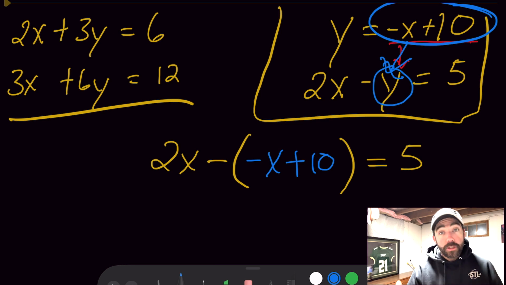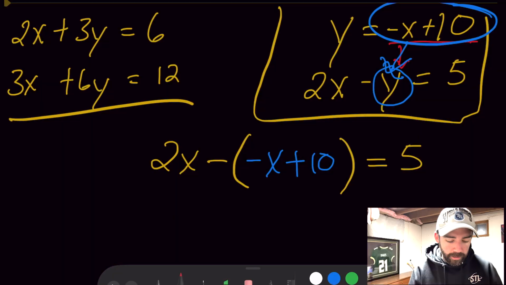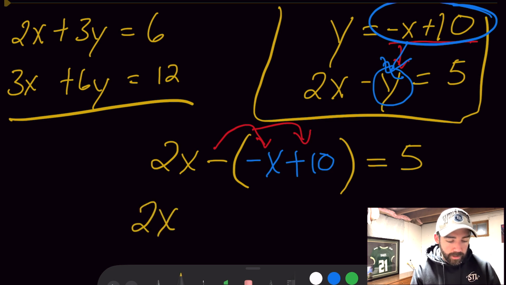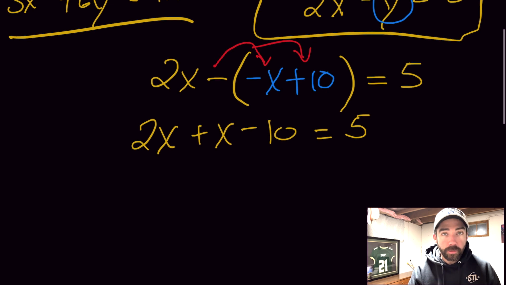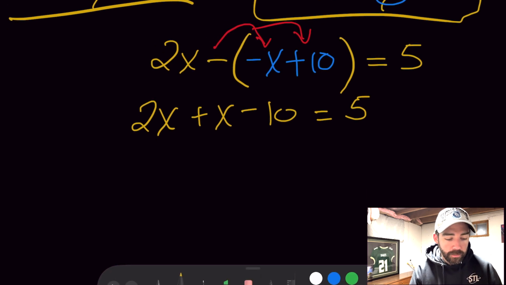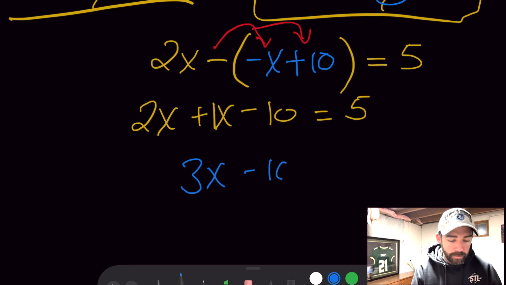So now we distribute and we solve, right? We leave it in parentheses so you remember to distribute, because as you get bigger, it gets crazier, all right? So here we go. We distribute the negative, and we get 2x, negative times a negative is a positive, negative times a positive is a negative, equals 5. And we continue to solve. Now it's just a regular equation, right? So 2x plus x, remember this is a 1x, 2x plus x is 3x minus 10 equals 5.